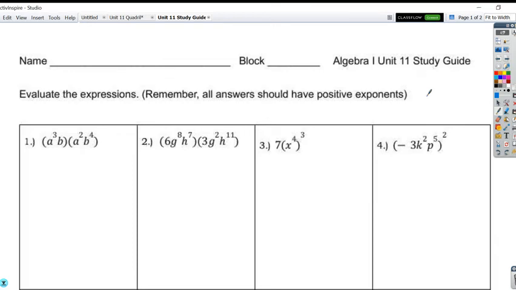Welcome. We'll be going through some exponent rules today on the Unit 11 study guide to help us make sure that we are nice and prepared and super confident for that upcoming summative. So, there's going to be a lot of different rules going on here.